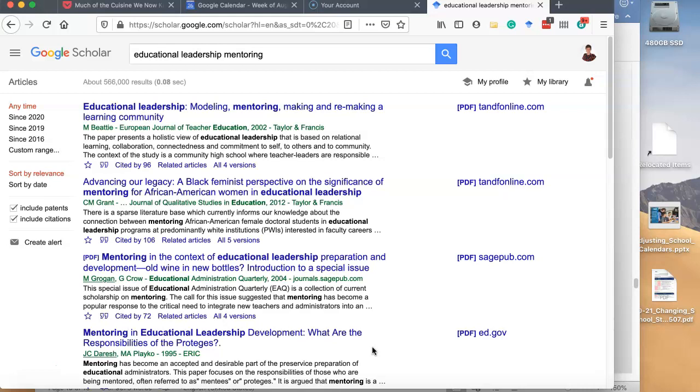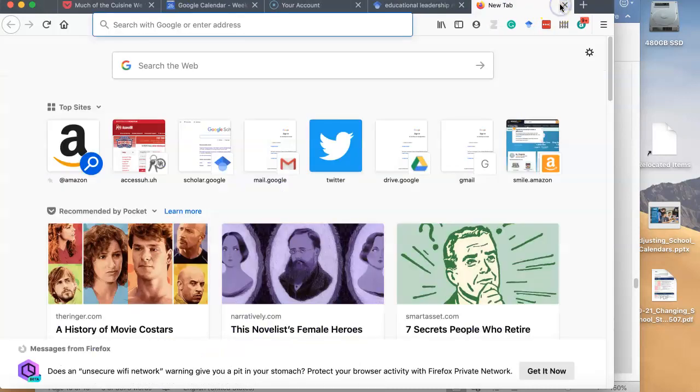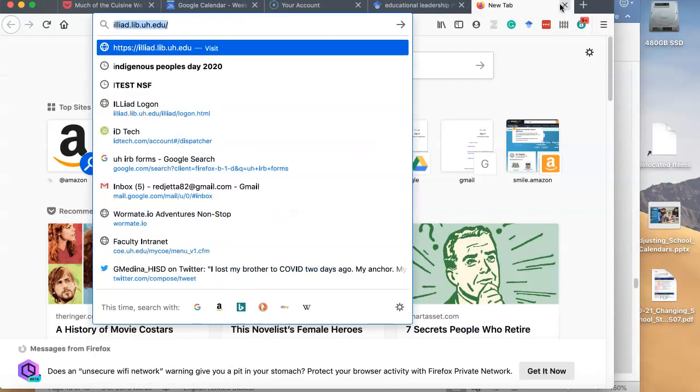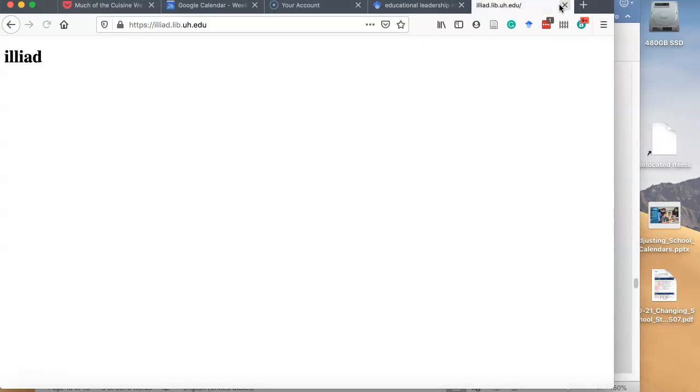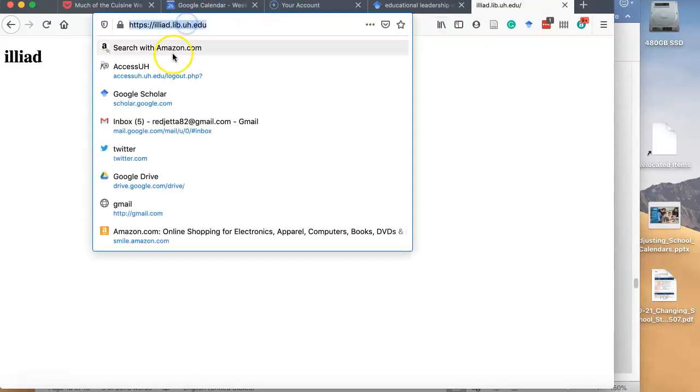If you cannot find the article that you would like, say you find it here on Google Scholar, but you do not have this link over here to the right where it says here's the PDF, you can, lucky you, go to Interlibrary Loan, iliad.lib.uh.edu, and you can request it. Let's go.